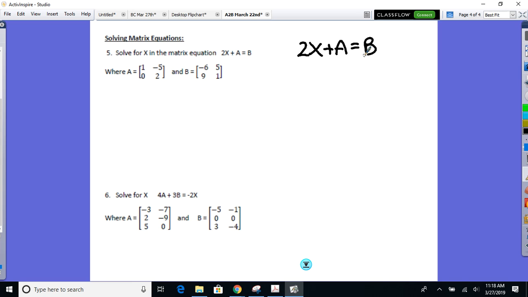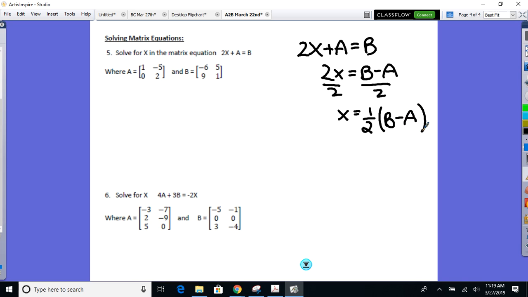What's the first move? Subtract A. So you have 2x equals B minus A. Next move. Divide by 2. But we haven't talked about division. We've only talked about multiplication. Well, anybody know how I can rewrite this? 1/2 (B minus A). All right, 1/2 (B minus A). So all we're going to do, we're going to take B minus A, and then at the end, we're going to take that matrix and multiply by 1/2. Okay, so solve the equation before you touch the matrix.